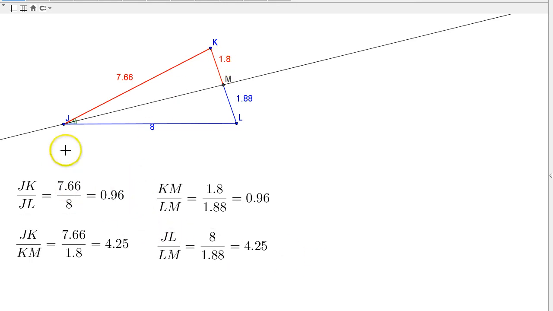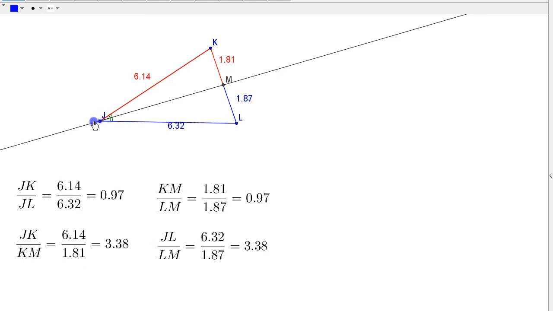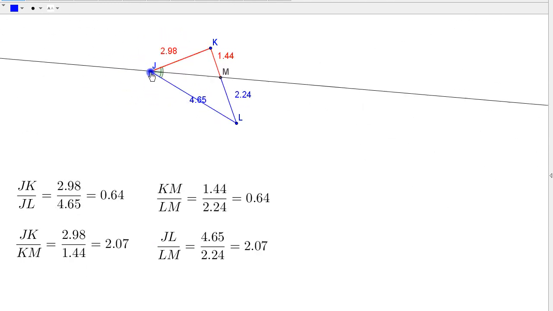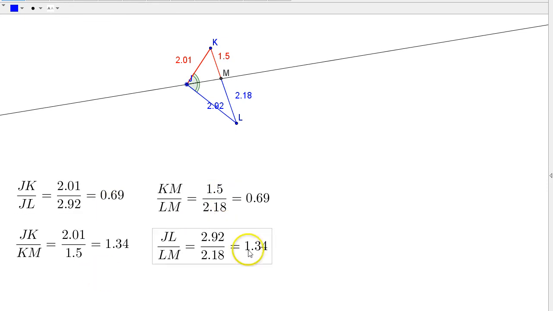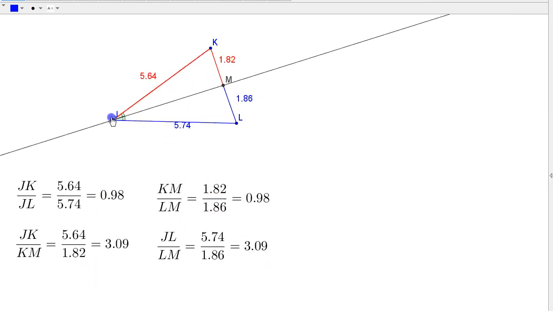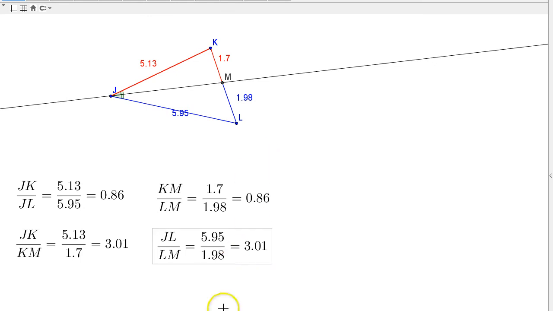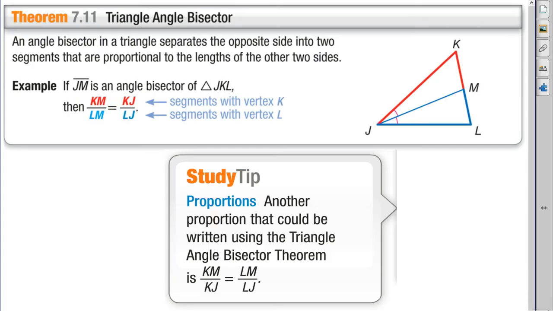So I've got it set up both ways. I've got JK over JL, so 7.66 over 8, that's 0.96, and KM over LM, 1.8 to 1.88, also 0.96. Or I could do JK to KM equals JL to LM. They're both 4.25. And as I move point J around, it changes those proportions in the drawing, but I still get that those ratios are always equal. Okay. So this is the harder theorem of the two to sort out, and it's more so just visually difficult to sort out. So let's look at an example.